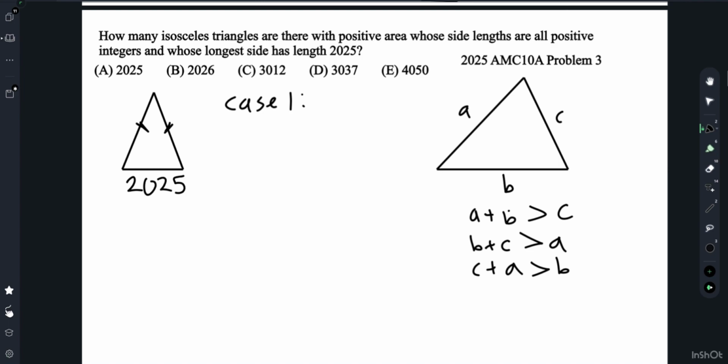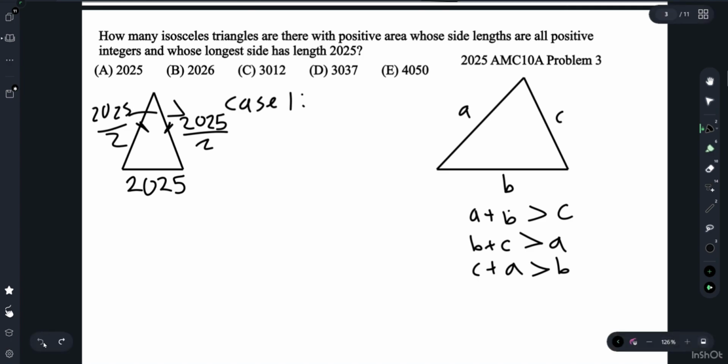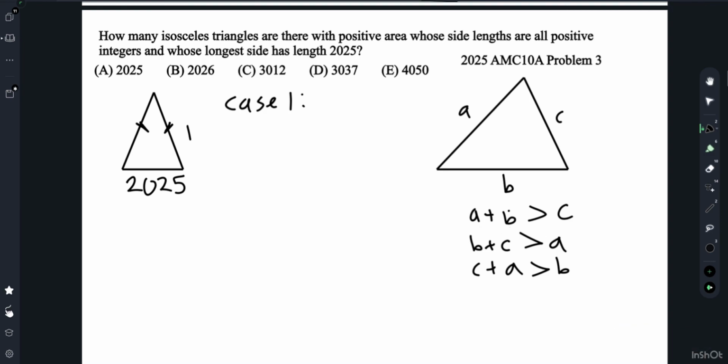Well, how many cases would this work? Well, we know if this length is 2025 over 2, then the sum of these two sides are 2025. But that isn't greater than 2025, and we know all side lengths have to be integers. So what's the next integer that can satisfy our triangle inequality here? That'd be 1013, which is actually one greater, or it's the ceiling function of 2025 over 2, if you know what that is. Well, let's double check if this works.